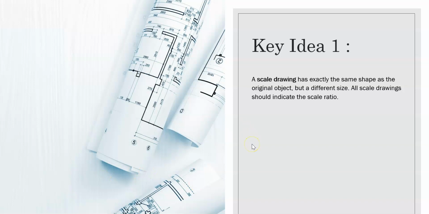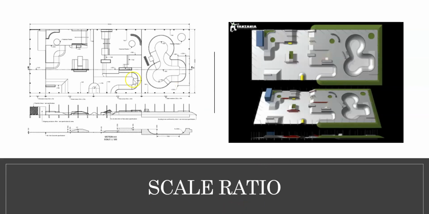All right, so our first key idea. A scale drawing has exactly the same shape as the original object, but a different size. All scale drawings should indicate the scale ratio. So in this skate park, you can see the 3D version there. Over here we can see the scale that's 1 to 300. So any unit on there in real life is 300 times more.